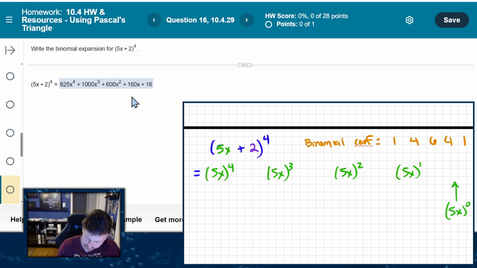All right. So now I'm going to do the 2. So I'm going to have a 2 to the 4th. Scooch over to the left. 2 to the 3rd. Scooch over to the left. 2 squared. Scooch over to the left. 2 to the 1st. And then this would be a 2 to the 0.